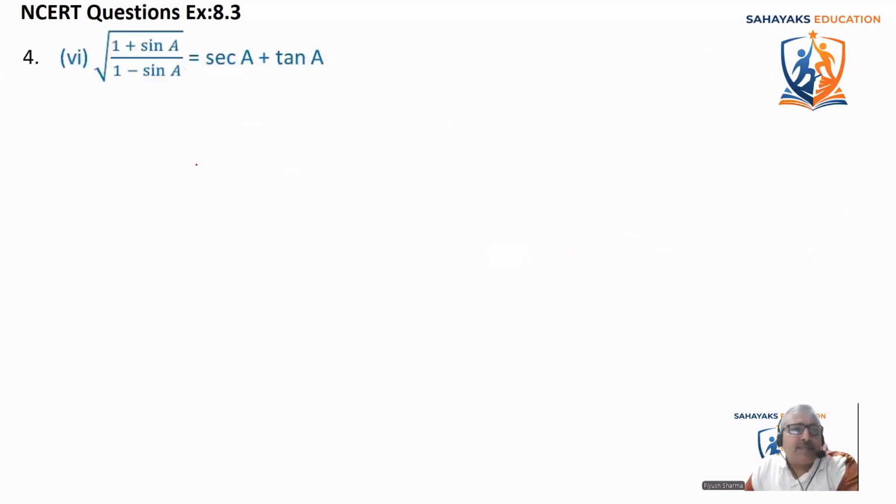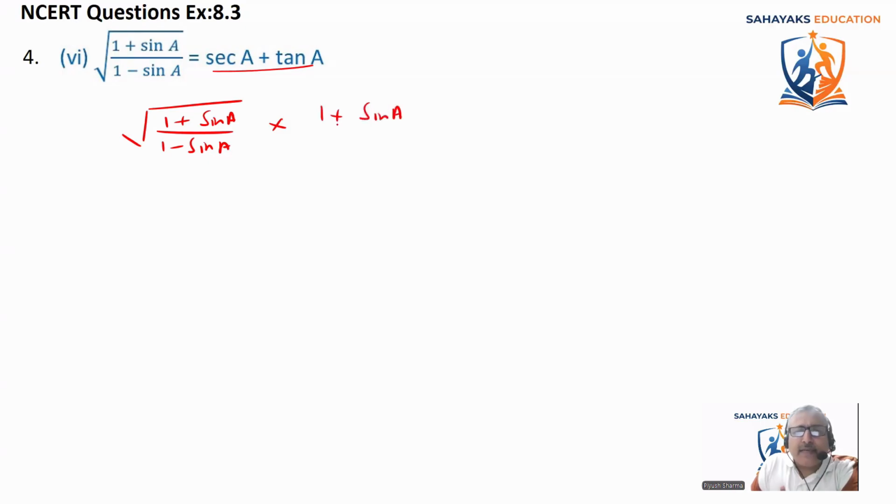So coming to the next question. It says square root of 1 plus sin A divided by 1 minus sin A. You have to prove it as sec A plus tan A. So what we are going to do is, the way we rationalize the denominator, we are going to multiply it with square root of 1 plus sin A.